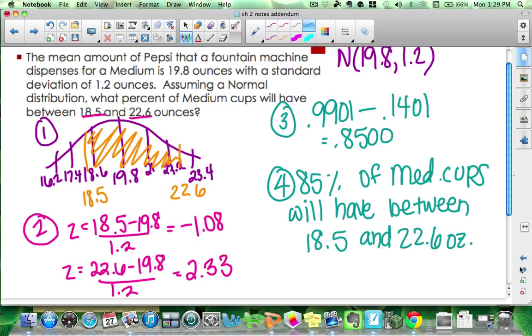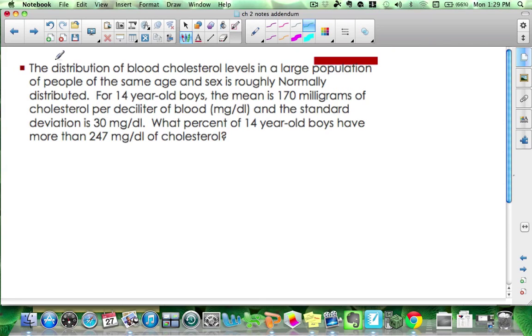All right, one more problem, and for this one you're on your own. The distribution of blood cholesterol levels in a large population of people of the same age and sex is roughly normally distributed. For 14-year-old boys, the mean is 170 milligrams of cholesterol per deciliter of blood, and the standard deviation is 30 milligrams per deciliter. And it does say that it's roughly normally distributed, so there's my distribution. What percent of 14-year-old boys have more than 247 milligrams per deciliter of cholesterol?